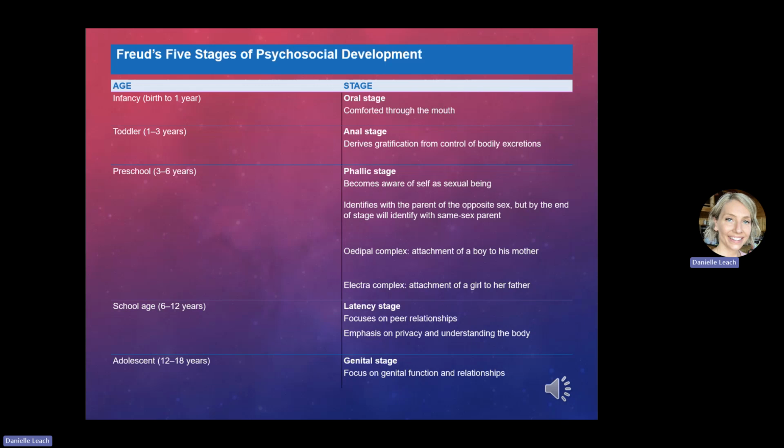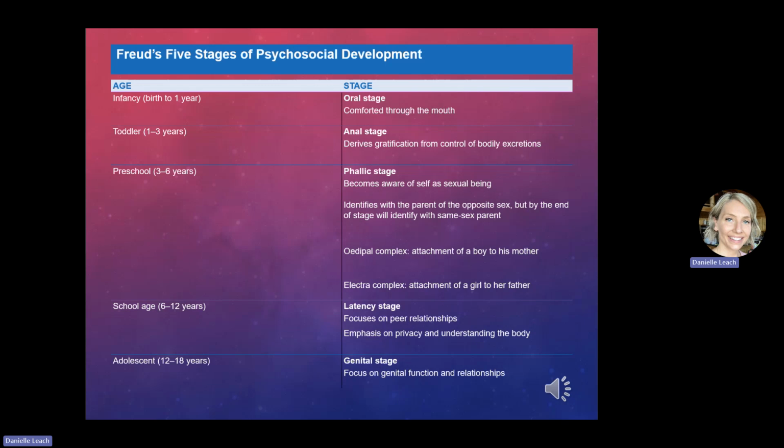So this is where children become preoccupied with their genitals. They could be curious about things like childbirth or anatomic differences between different sexes. He also said that girls experience penis envy and boys suffer from castration anxiety. And they also, at this time, develop incestuous desire for the caregiver of the opposite gender.